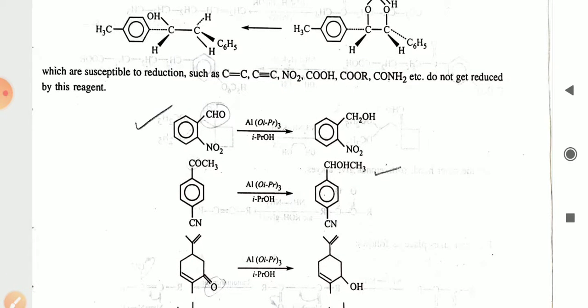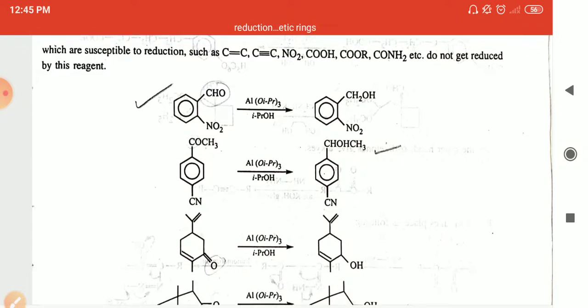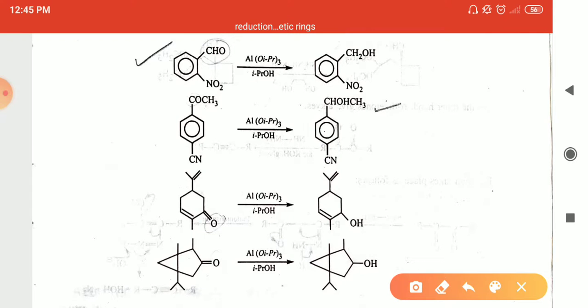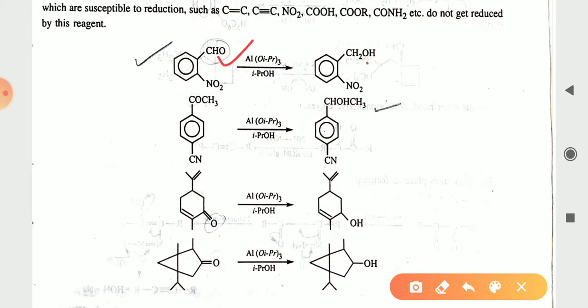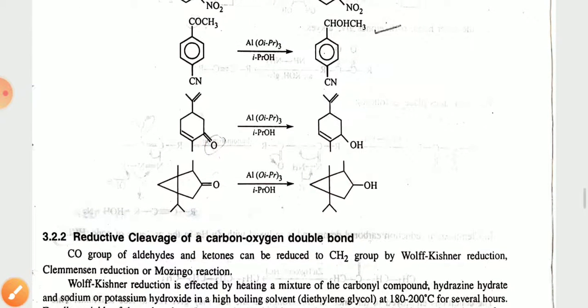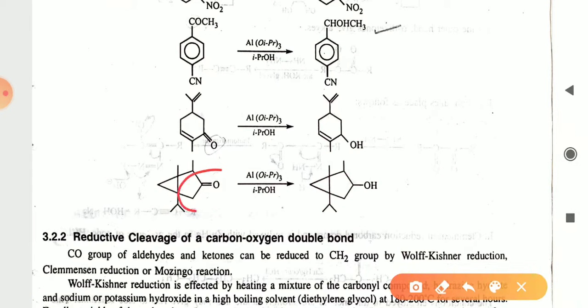This kind of reactant is reduced: C double bond C, C double bond C, NO2, CO, HCO, CONH2, and this kind of reagent is also used. Like in this reaction, you can see the CHO group will be reduced and it will give the alcohol. The COCH3 group present over here will be reduced. The C double bond O, the carbonyl group, will be reduced and give the OH here. And in the next example, it will give the C double bond O and OH here. Thank you very much.